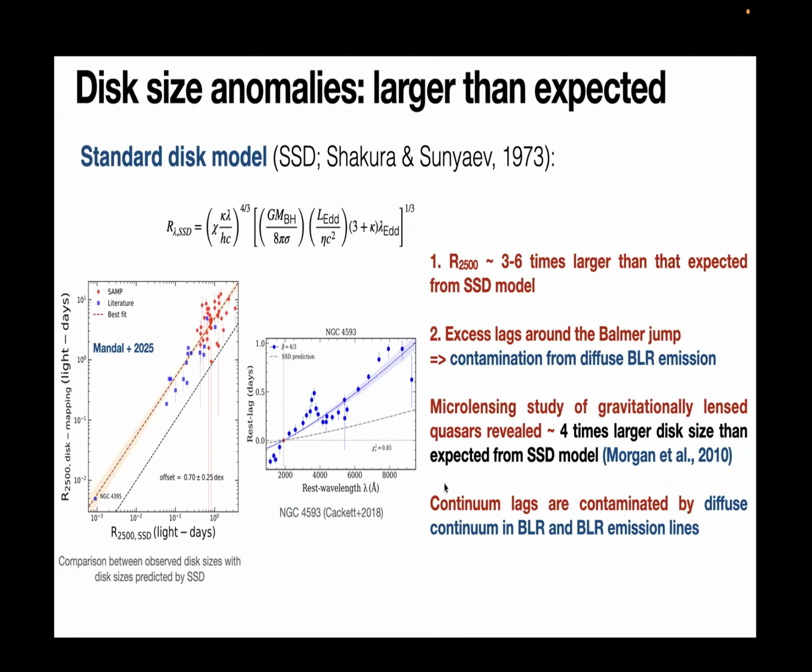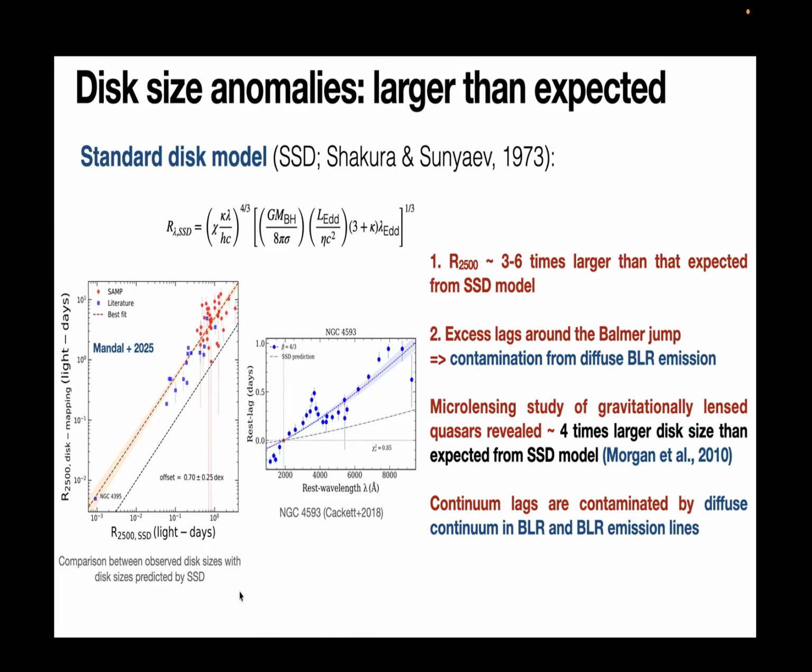Another important feature is observed in the AGN lag spectrum. This is the lag spectrum of NGC 4593, and a prominent excess lag is seen in the U band, around the Balmer jump at 3646 angstrom. This Balmer jump actually originates from the outer BLR region. Microlensing studies of gravitationally lensed quasars also revealed about 4 times larger disk sizes. Therefore, the continuum lags are contaminated by the diffuse continuum in the BLR as well as the BLR emission lines.